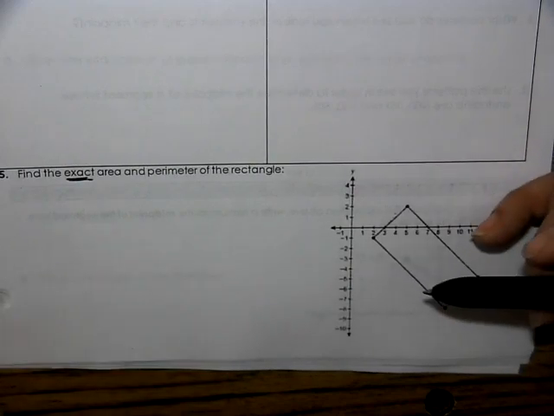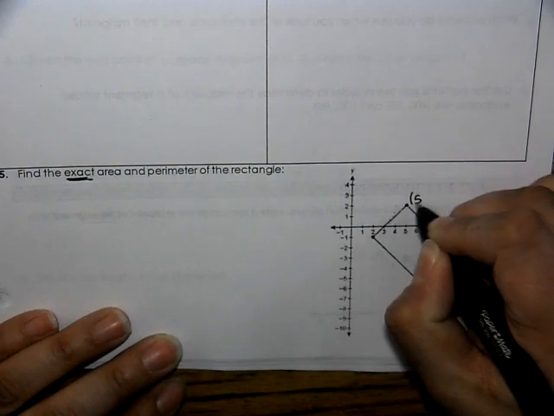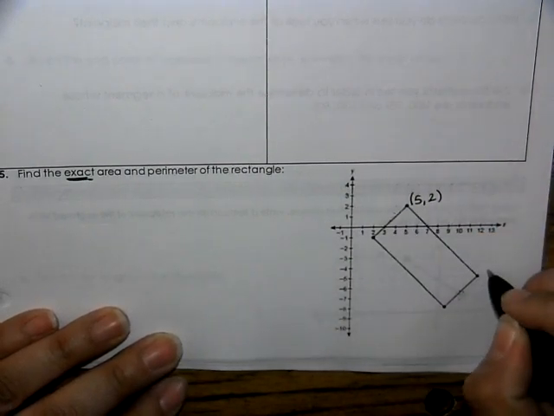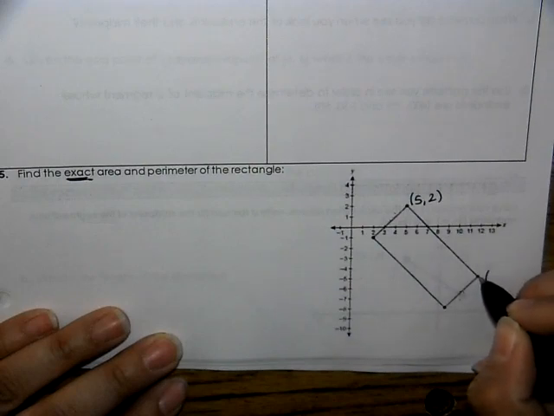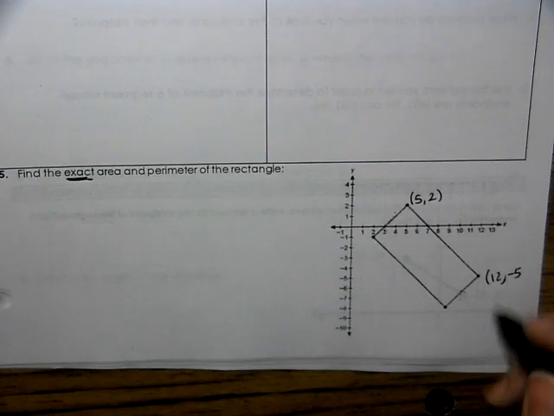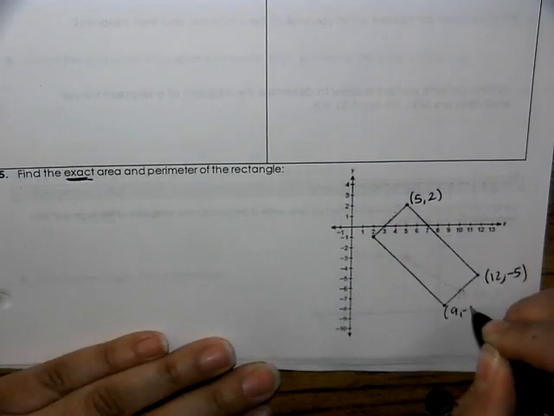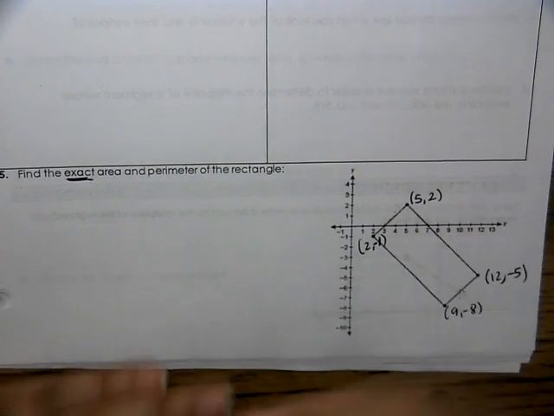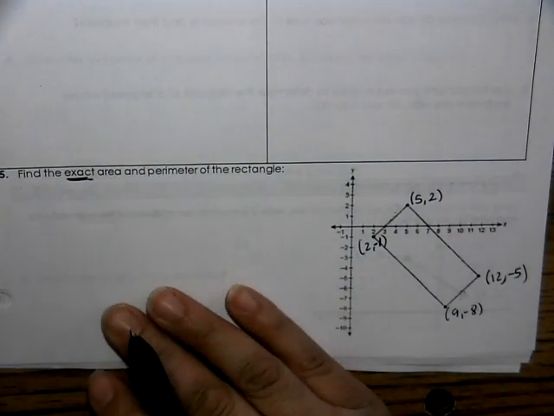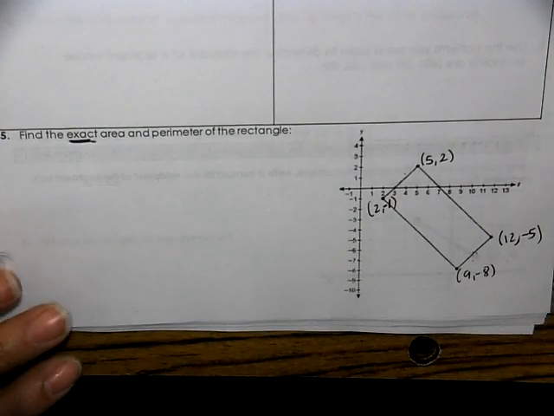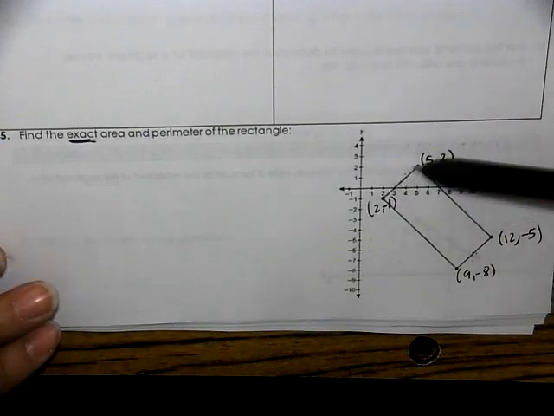We just need to find 2 sides. It helps if you label your coordinates so that you can use the distance formula. This is (5, 2). This is (12, -5). And then we have (9, -8) here. And finally, this is (2, -1). So now that we have our coordinates, we can find the missing side lengths.